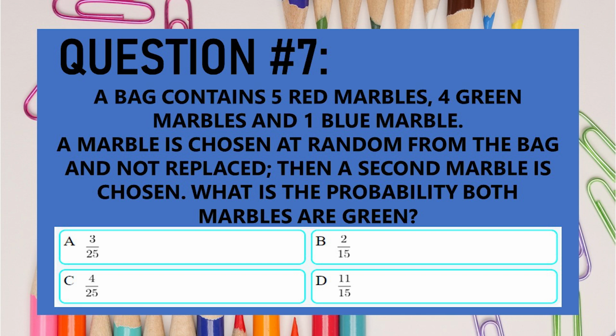Letter A, 3 over 25. Letter B, 2 over 15. Letter C, 4 over 25. Or letter D, 11 over 15.